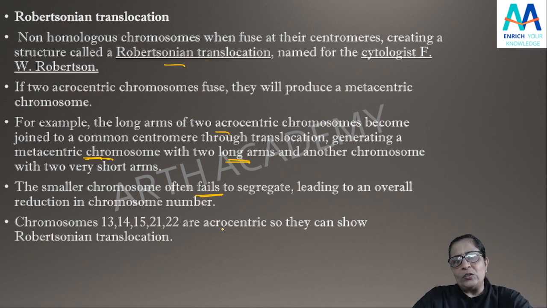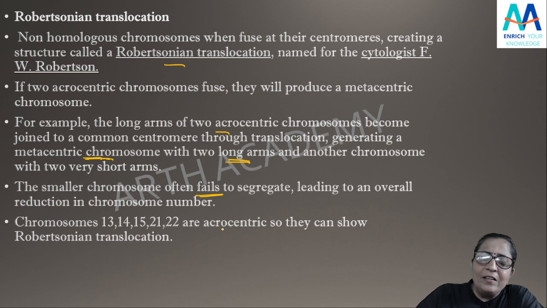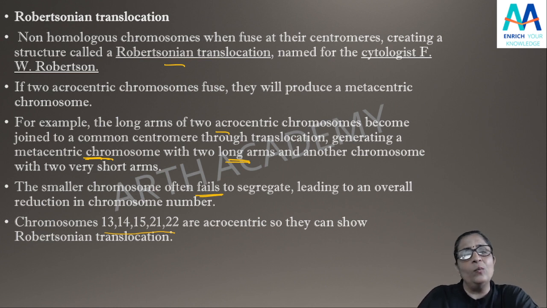That means Robertsonian translocation क्या हो रहा है? It involves generally the chromosomes which are acrocentric. तो कौन कौन से acrocentric chromosome हैं? Remember, chromosome 13, 14, 15, 21, 22. These all are the acrocentric chromosomes. So they can all show the Robertsonian translocation.